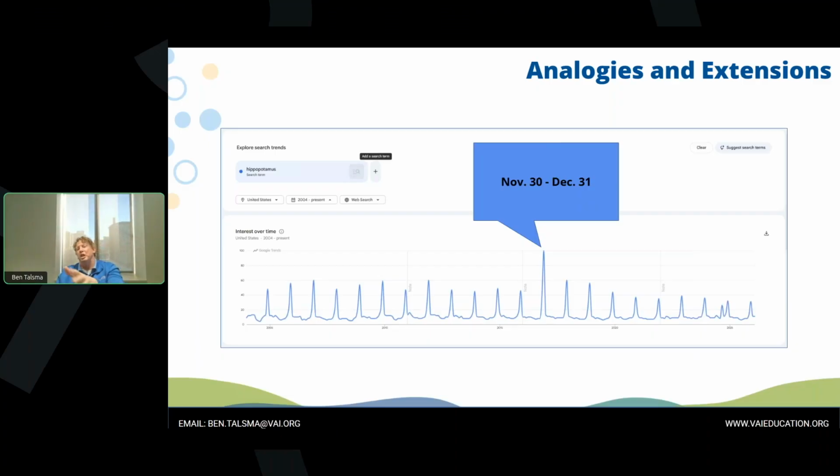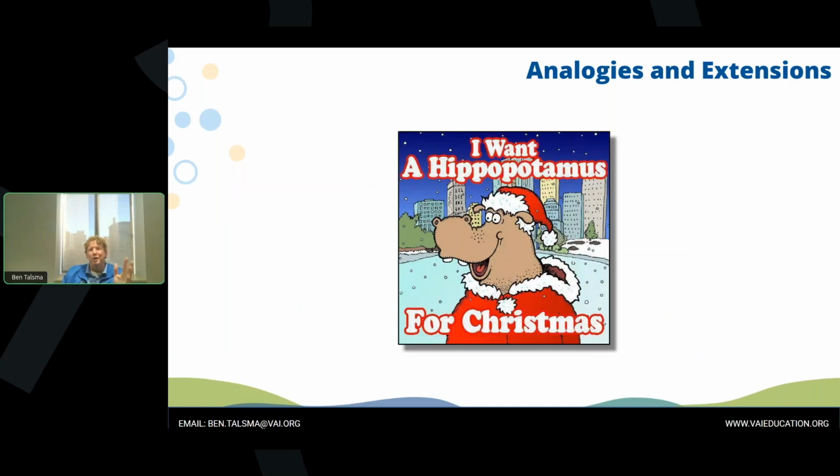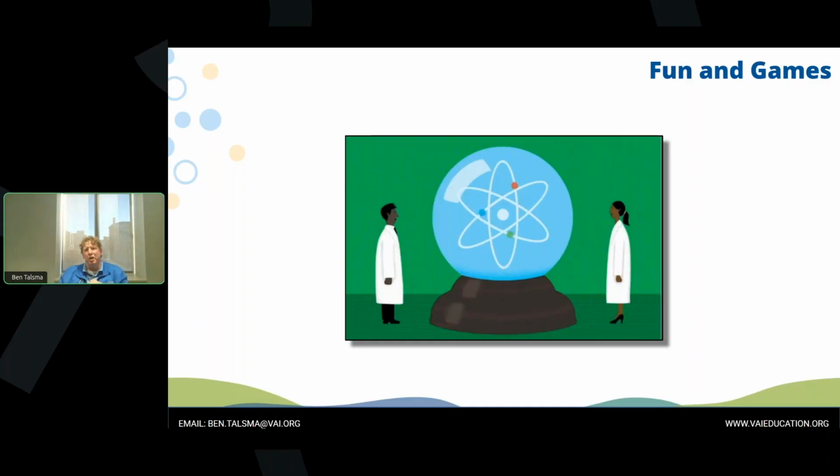The month of December is particularly popular, and it's not because hippos are particularly festive creatures around the holiday season, although there is a song, I Want a Hippopotamus for Christmas, which is responsible for that spike. As people look for that song around the holidays, all of a sudden you can see that blip in the pattern. So getting your students to do some critical thinking as they do some data sleuthing can be a really powerful thing. We can also have fun and games with memes.